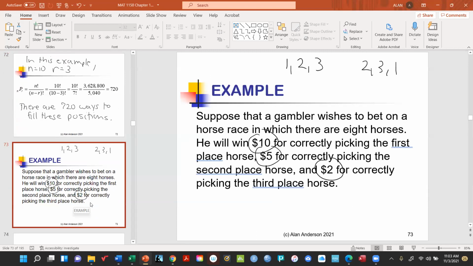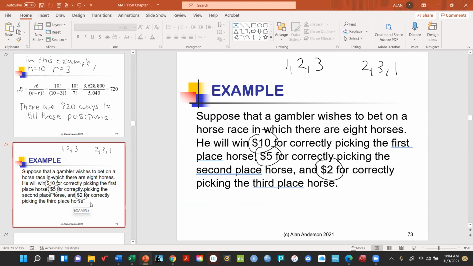So imagine you're going to the track and there's a race going on with 8 horses. You're going to write down on your betting slip 3 numbers, for example, 1, 2, 3. That means you think that horse number 1 will win, horse number 2 will come in second, and horse number 3 will finish third. And if you're right, you'll win a bundle of money.